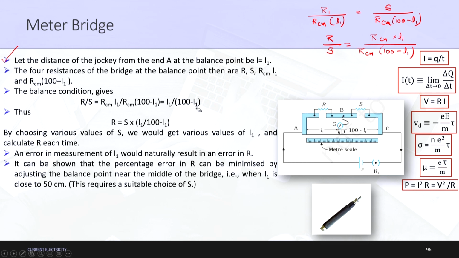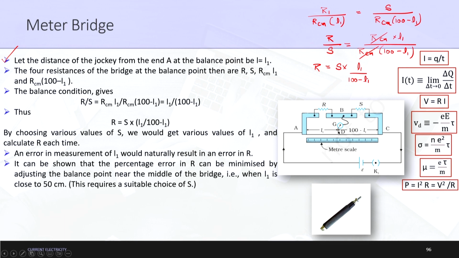Now, just making it easier, R cm gets cancelled. Therefore, the unknown resistor R is nothing but S multiplied by L1 upon 100 minus L1. There is even no use of R cm here.